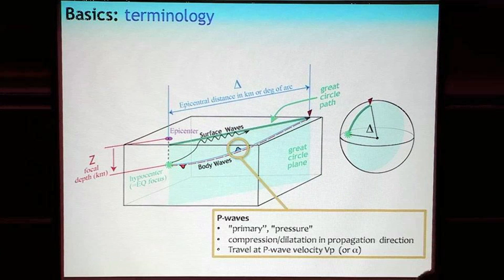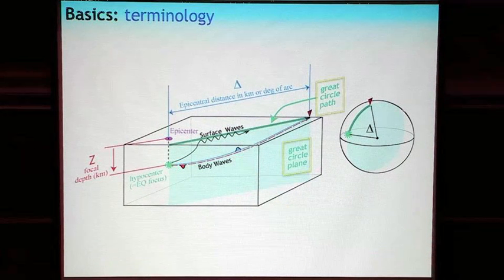So we have P waves, we have S waves, we have surface waves. Gabby showed all this. There will be terminology that I'll forget that I'm saying. I just want to make sure when I say great circle plane, it's the plane that includes the source and the receiver and Earth's center. And the great circle path is the surface manifestation of that. So I may blurt those out.